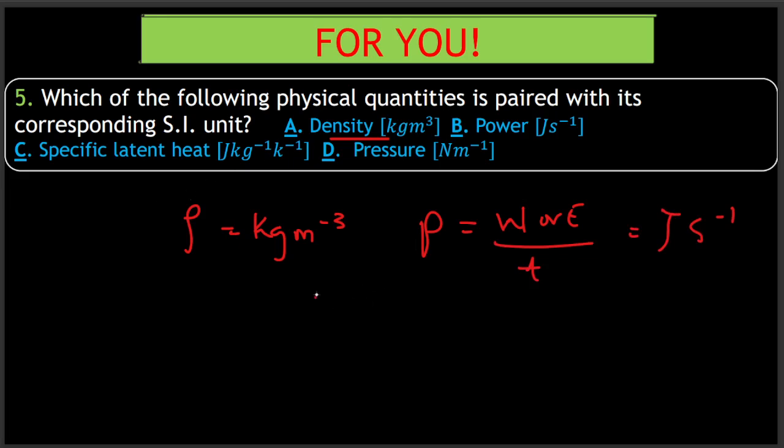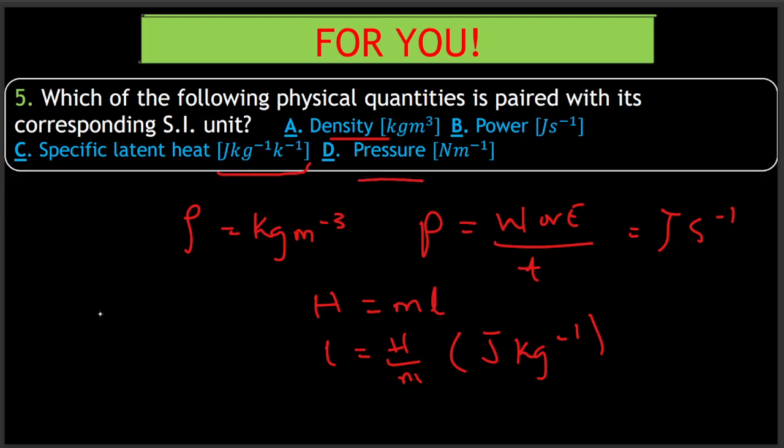Specific latent heat, you remember heat is equal to mL, where L is the specific latent heat. So L is H over M, H is joule and M is kg, so joule per kg. So this should have been the correct option. This one is for specific heat capacity, all right? So it's wrong. Pressure is force over area. So this should have been Newton per meter squared. So it's also wrong. So the correct option is B.